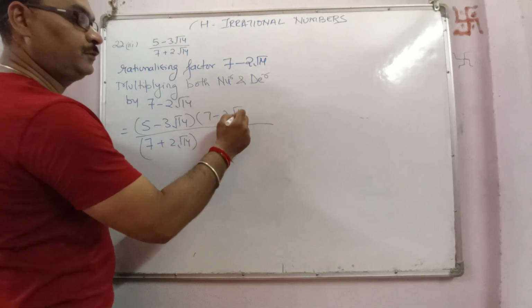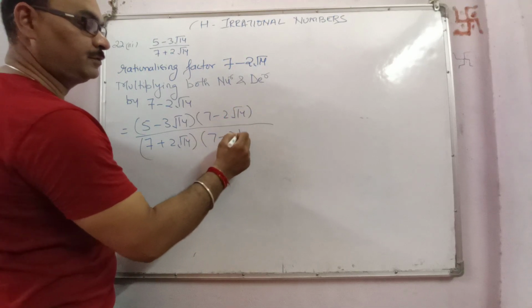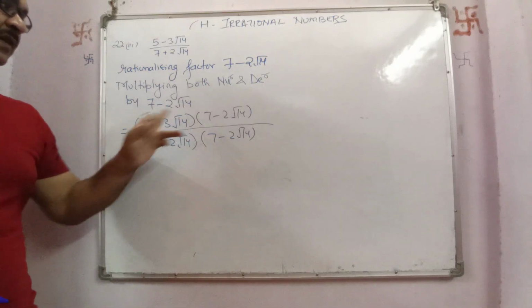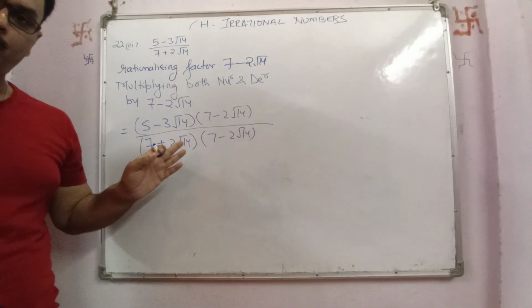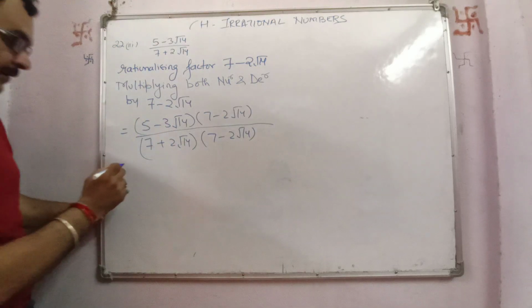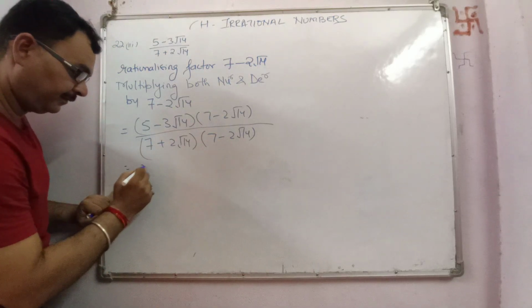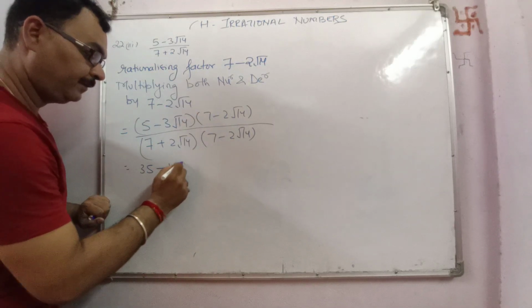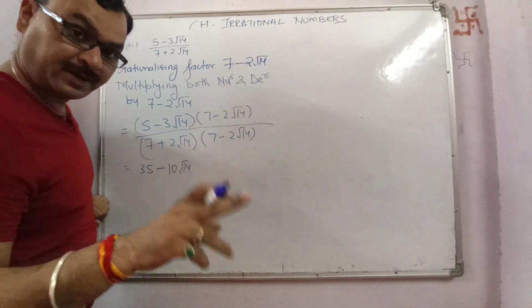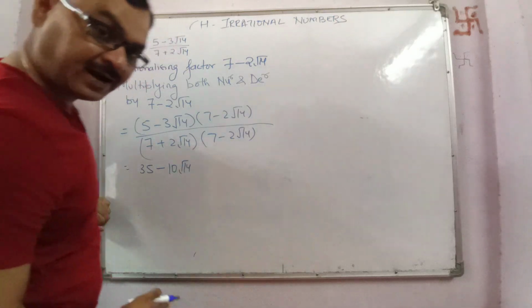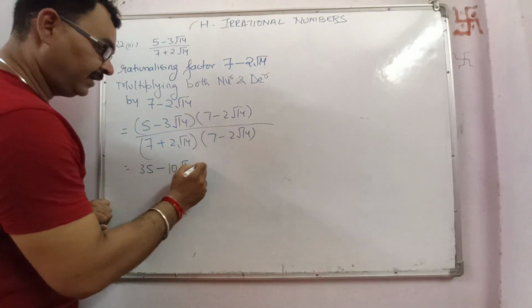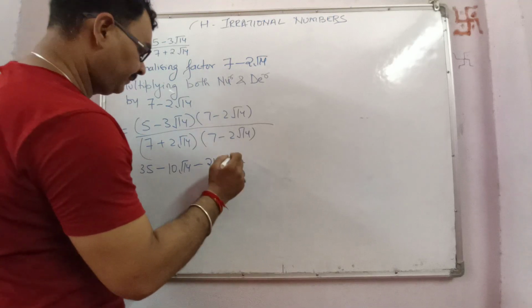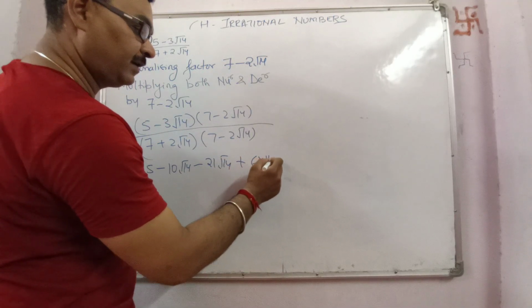Now 7 minus 2√14 and 7 minus 2√14. This is the important part. Since the terms are different, but we know how to multiply a binomial by a binomial, we will be using that. 5 into 7, 35, plus minus minus 5 into 2 is 10√14. We can only multiply a rational number by a rational number and an irrational number by an irrational number. Minus plus minus 21√14, minus into minus plus, 3 times 2 is 6 and √14 into √14 is 14.